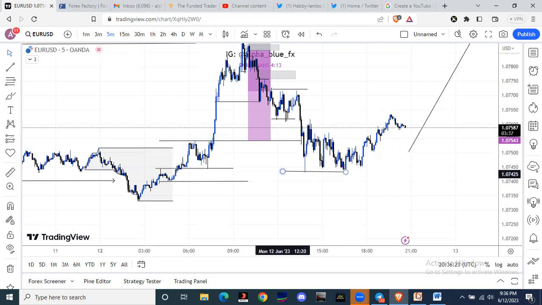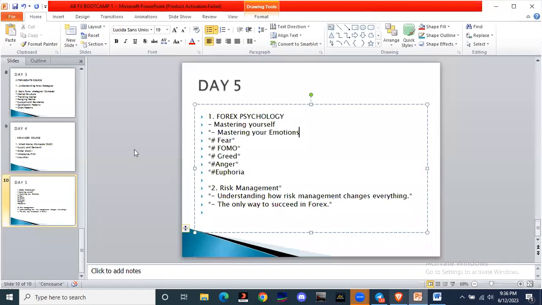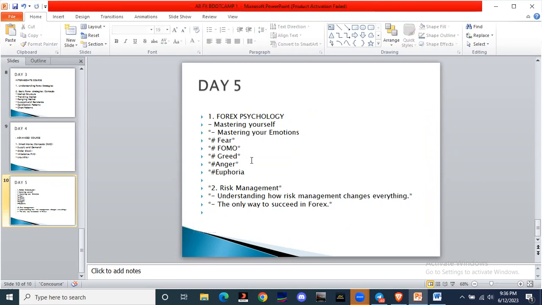So there are many different emotions that are involved in trading. One is fear. When you're supposed to take a trade, but you are afraid, you don't want to lose money. You have not accepted the risks involved. That's one. Two is FOMO, fear of missing out. You see a trading opportunity, you are not patient enough to wait for that opportunity to come to you. You just jump into the trade because you don't want to miss it.